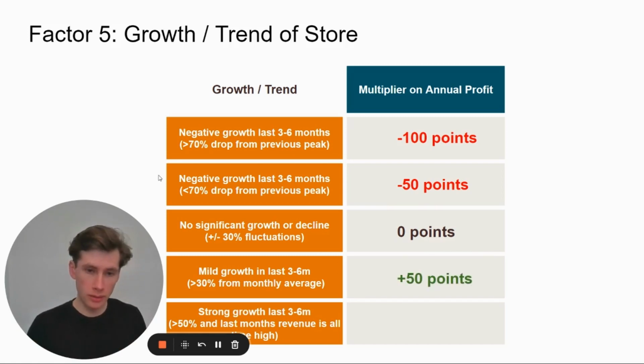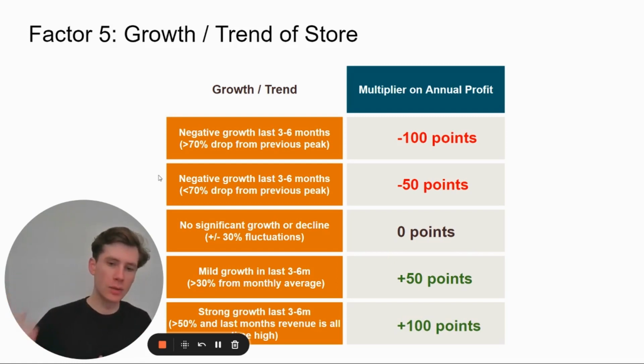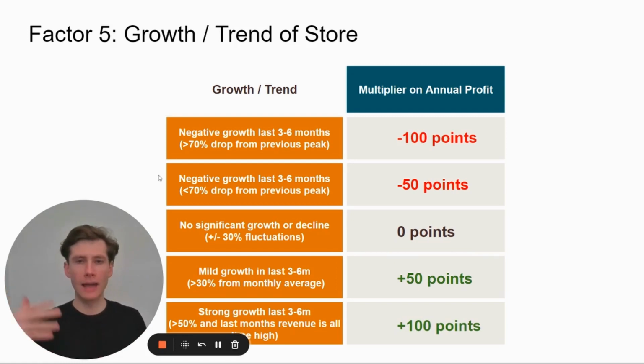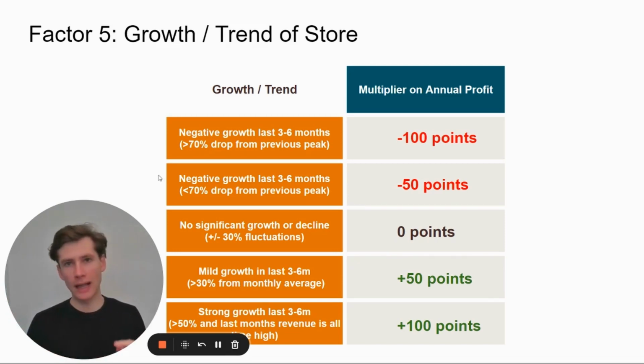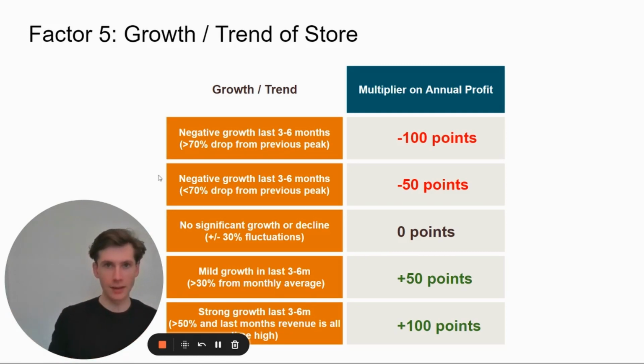If you can show, however, growth, this goes the other way too. If you list your store on a high in terms of performance, I think here you can get 50 points and 100 points. If you can really show in the last 3 to 6 months that you've been consistently growing, and that your last 1 or 2 months, this actually makes a difference, because here we're talking about smaller stores where they don't have that much history. If you can just show in the last 1 or 2 months that this is the all-time high, even without much rationale, this will really, really boost your valuation. So keep that in mind and add the corresponding amount of points.